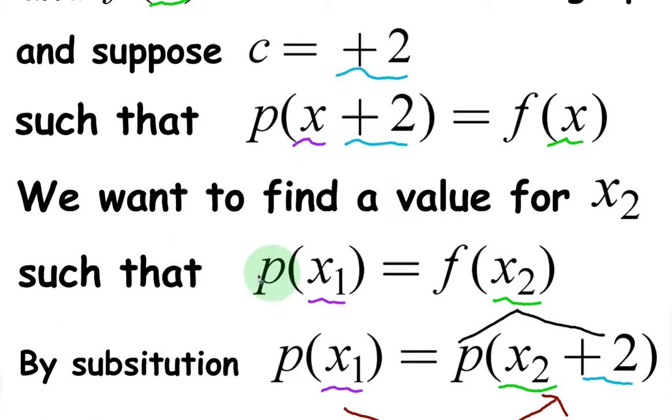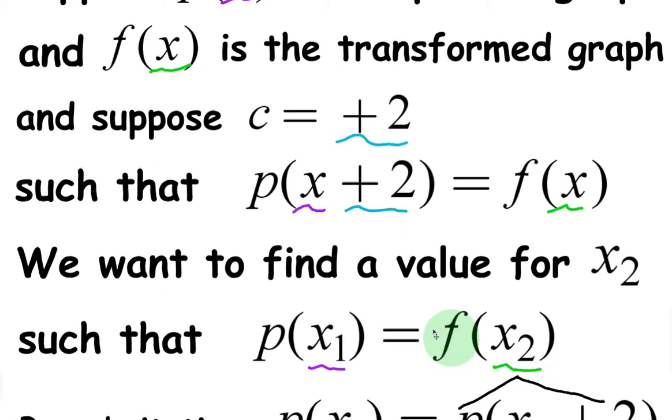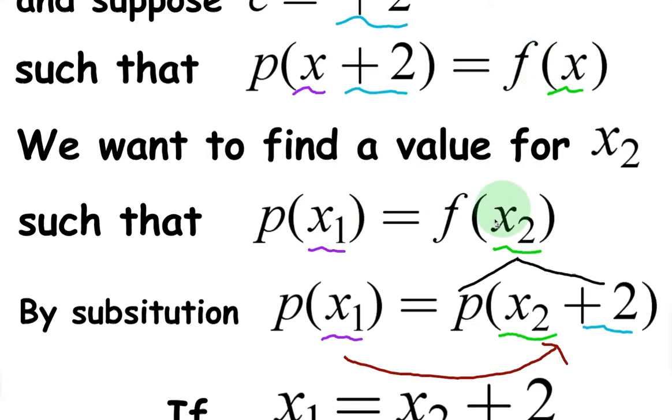such that p of x1, in other words, the original x value that I plugged in, must be equal to f of x2, the new x value that I plug into my transform function. Well, from our definition here, p of x2 plus 2 is equal to f of x2. So I'm going to replace f of x2 with p of x2 plus 2. In other words, if I take my parent function and I add 2 to an x value, I get the transformed function.